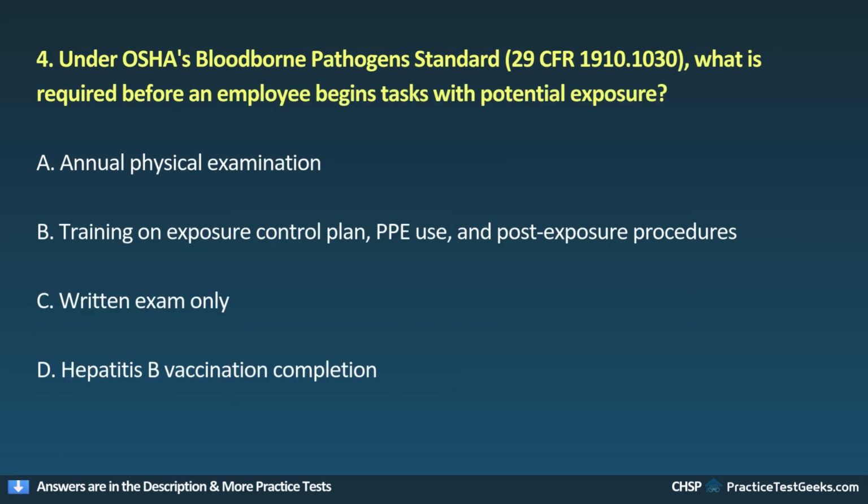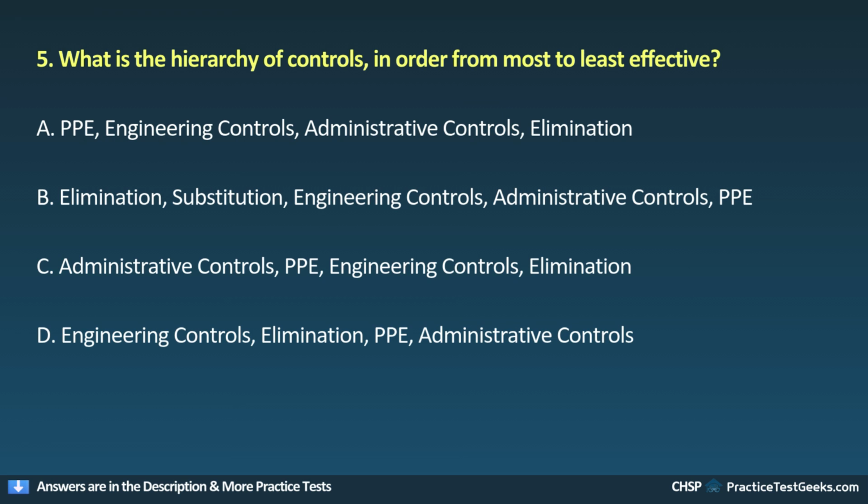4. Under OSHA's bloodborne pathogen standard, 29 CFR 1910.1030, what is required before an employee begins tasks with potential exposure? A. Annual physical examination. B. Training on exposure control plan, PPE use, and post-exposure procedures. C. Written exam only. D. Hepatitis B vaccination completion.